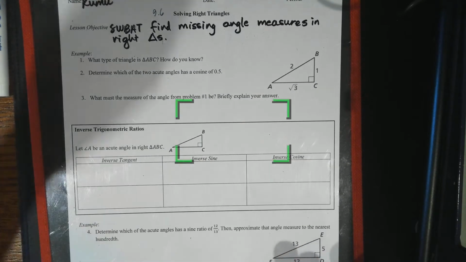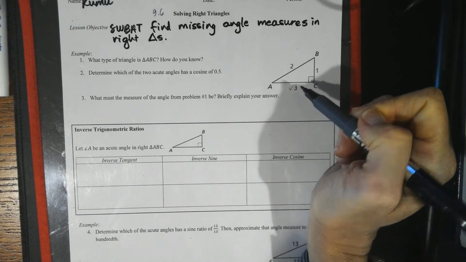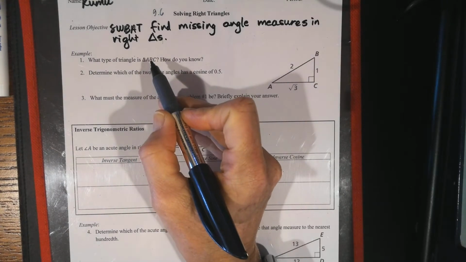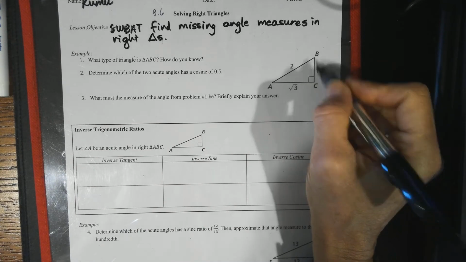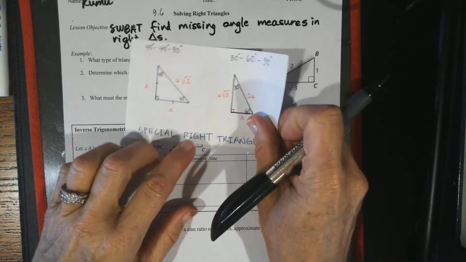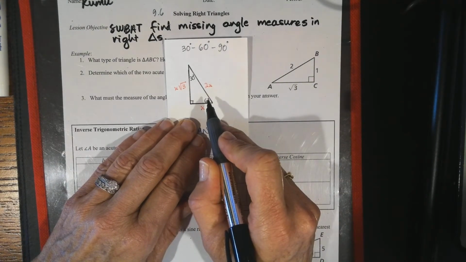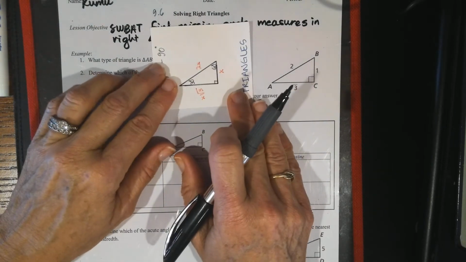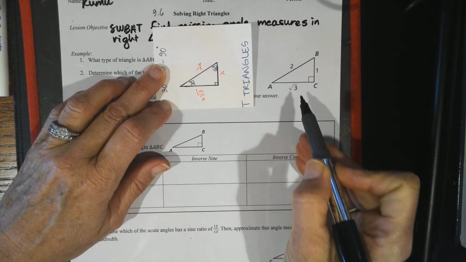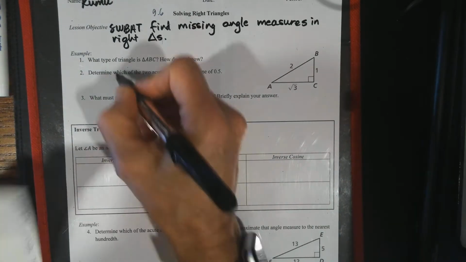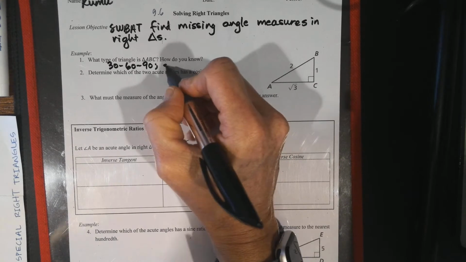Okay, let's focus. When I look at this triangle here, it asks what type of triangle ABC is, and how do you know? Well, first of all, I know it's a right triangle, and I've seen these 1, 2, and root 3 things before. So I'm going to look at my little card. Look, it's right here. It's a 30, 60, 90. In fact, it looks like this, where x is 1, 2x is 2, and x root 3 is root 3. So it is a 30, 60, 90, and I know because of the side lengths.